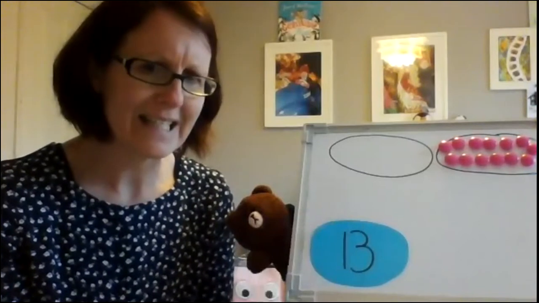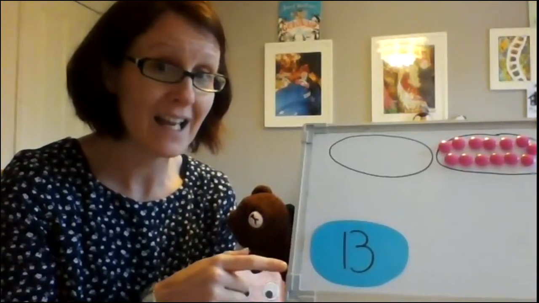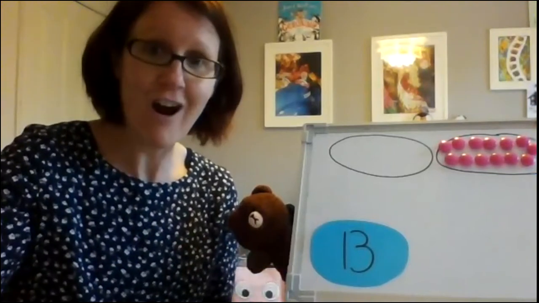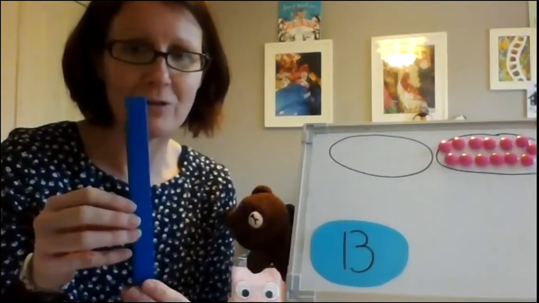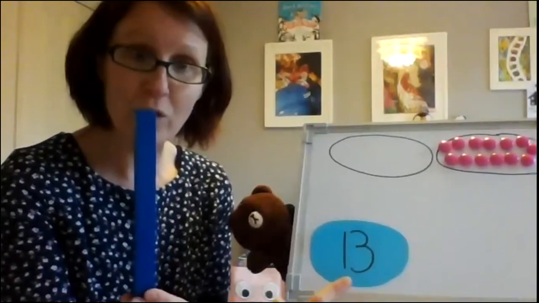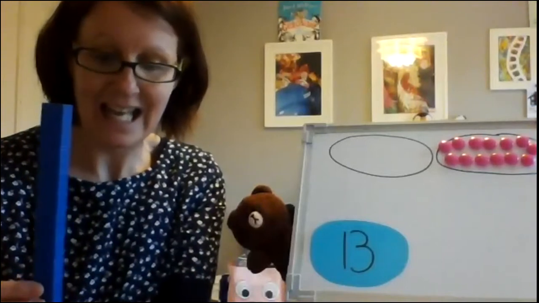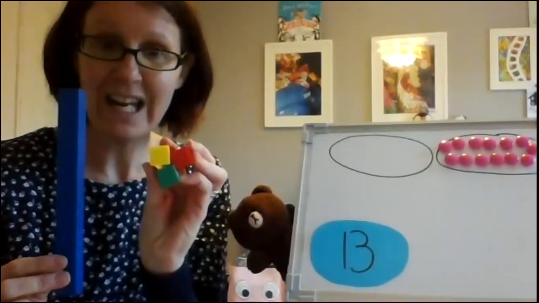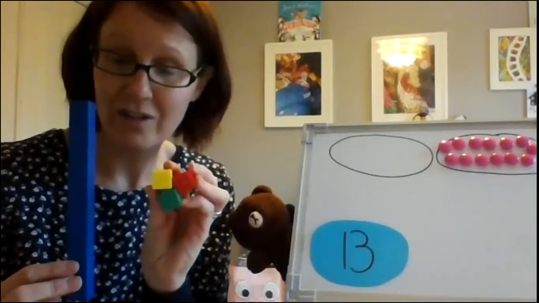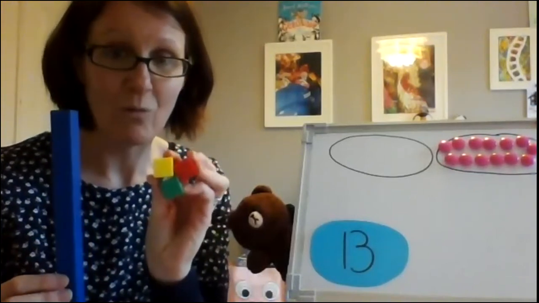So 13 is telling us that it should be made up of how many tens? That's right, 1. Well done. And very helpfully, it's then telling us how many ones does it have? Very well done. It has 3. So thank you very much, the number 13, for helping us partition into tens and ones.